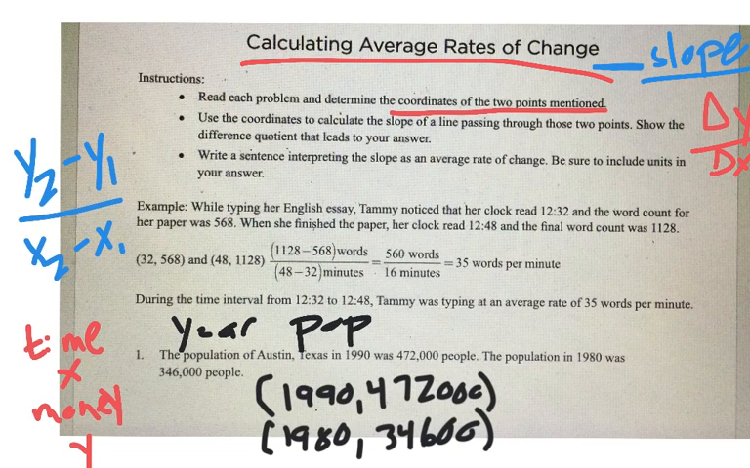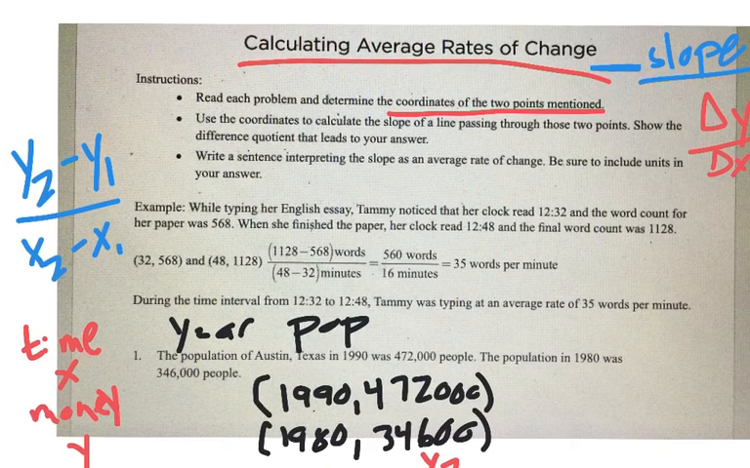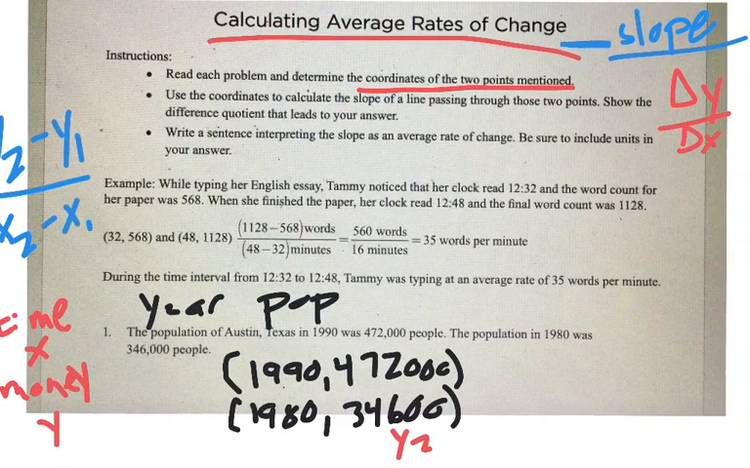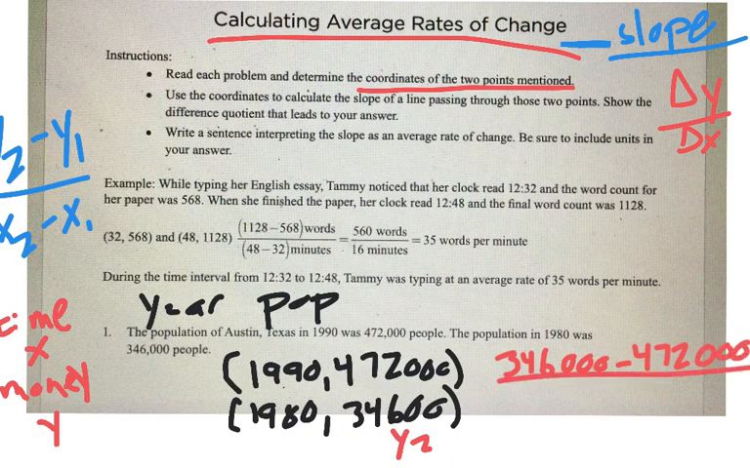So now plugging in to the slope formula. Y2 is, again, we can do it either way we want to. Let's just make this one Y2. So that's going to be 346,000 minus Y1, which is 472,000, over X2 is 1980 minus X1, which is 1990.